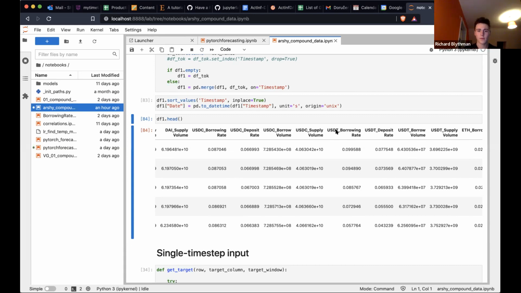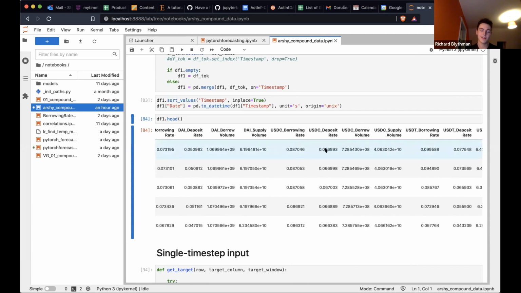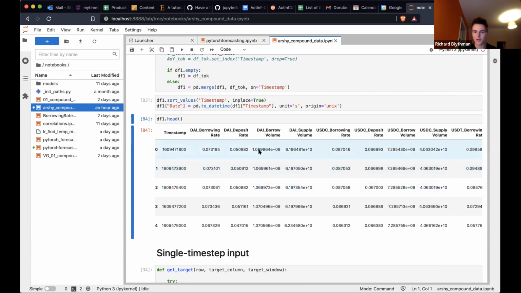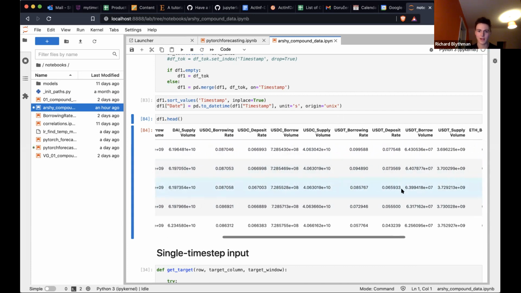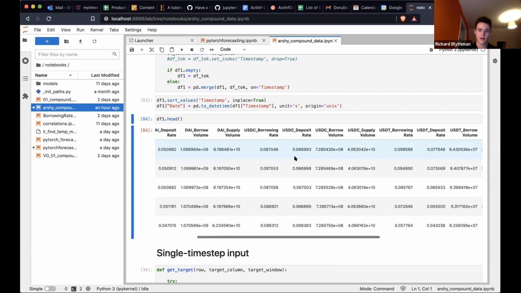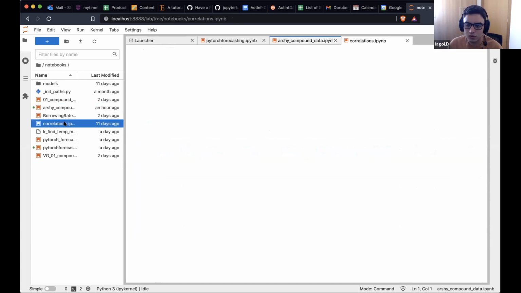In terms of training, if we're predicting just, say, the DAI borrowing rate, the transformer is a large enough model that we might as well pass the other tokens to it as well, because they might influence each other. I don't remember if the correlations notebook also had correlations between tokens, but I think it did. I can take a look.